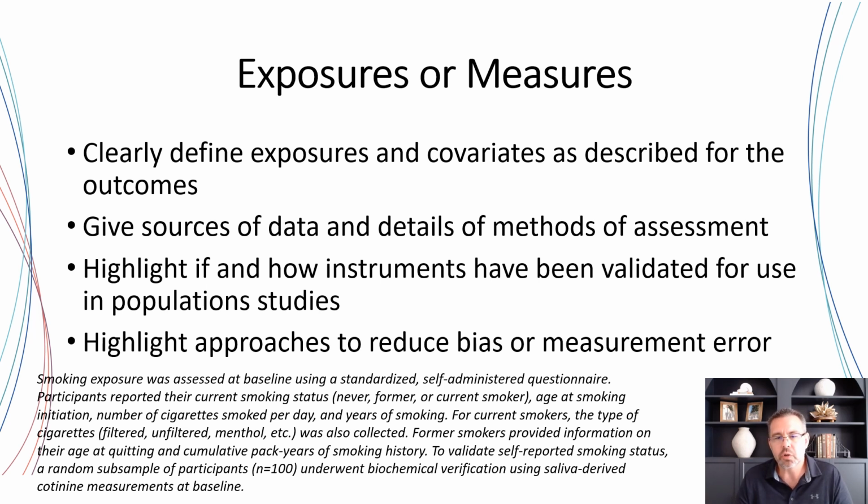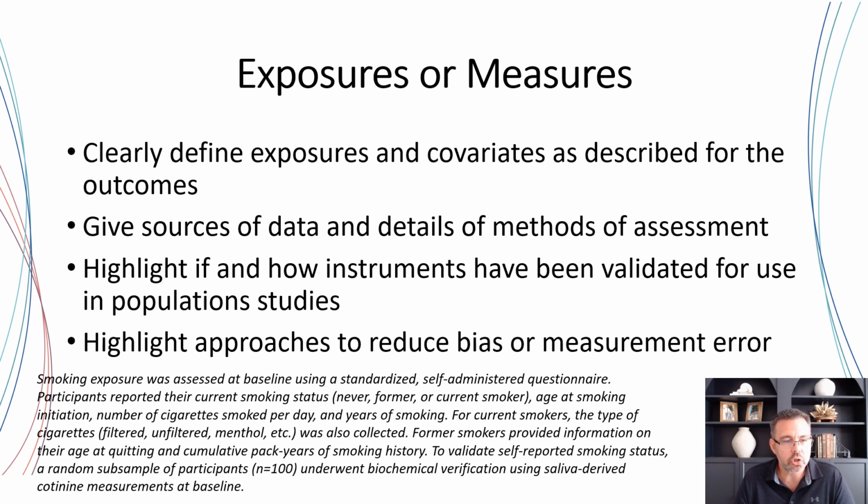And certainly if there were any approaches that helped us reduce bias or measurement error, then we want to include that in our methods. And here at the bottom, I'm showing you an example. So this is a fictitious example that I just wrote here very quickly about maybe how we would describe the exposure of smoking in an epidemiologic research study. And so here I write, smoking exposure was assessed at baseline using a standardized self-administered questionnaire. I could actually cite this if this questionnaire had been used before.